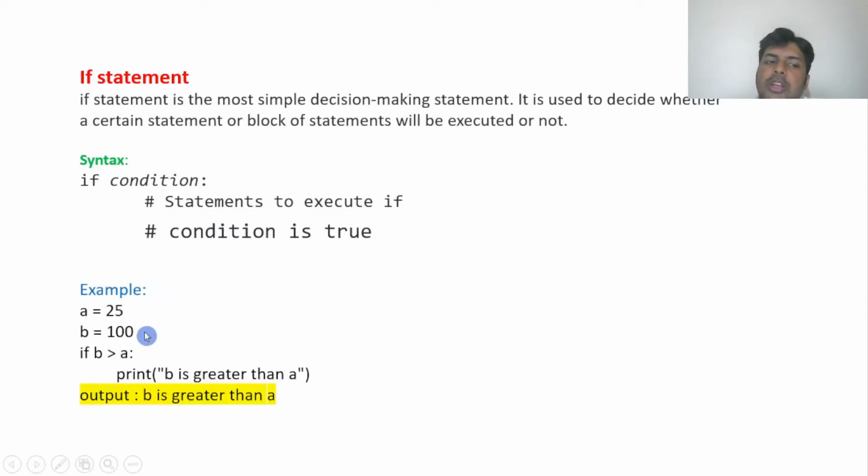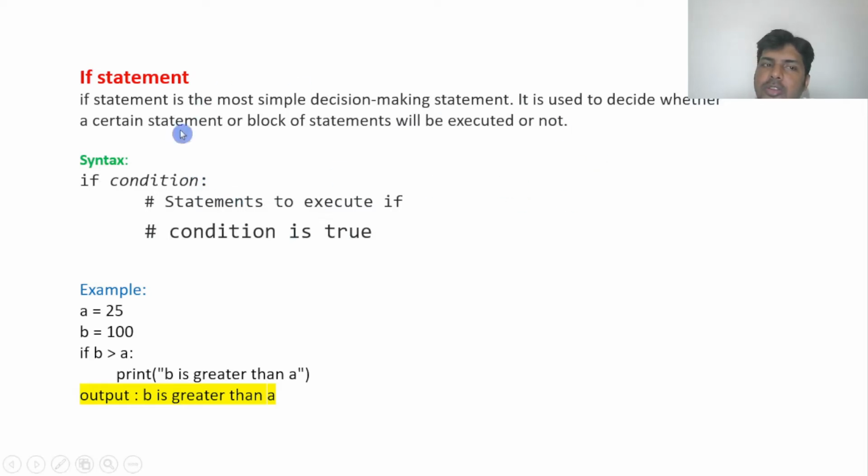For example, I have taken a small example. A is equal to 25, B is equal to 100. As we know, B is 100. So I will give a condition: if B greater than A. If this condition is true, it should print B is greater than A. B is 100, right? So what will be the output? You can see here, the output is B is greater than A. That means the statement will be executed. Suppose A is 100 and B is 25, then what happens? It will not execute the statement B is greater than A, because the condition is not satisfied. As we said in the syntax, if the condition is satisfied, it will print. Otherwise, it will not print.